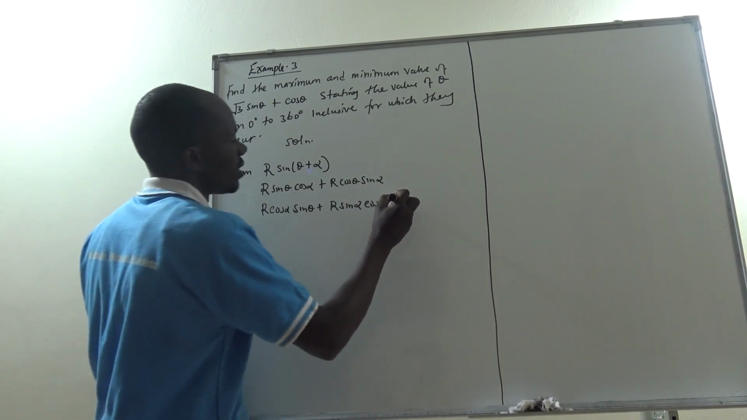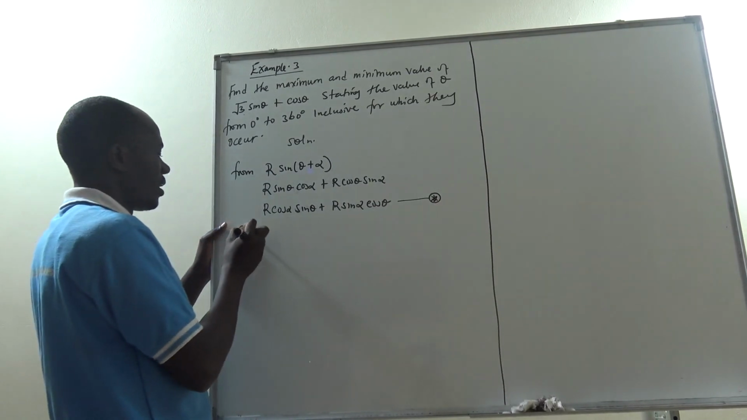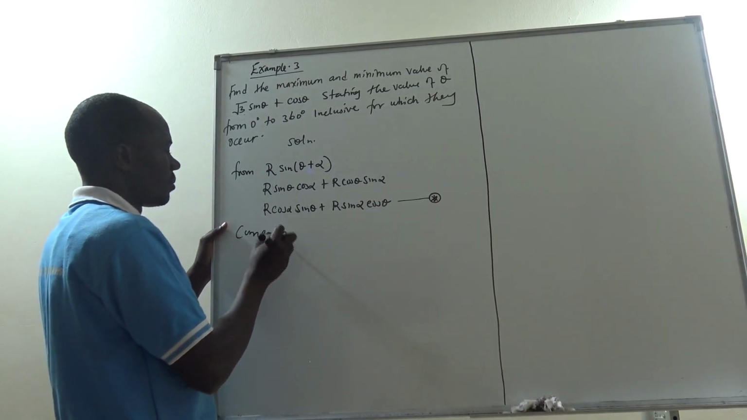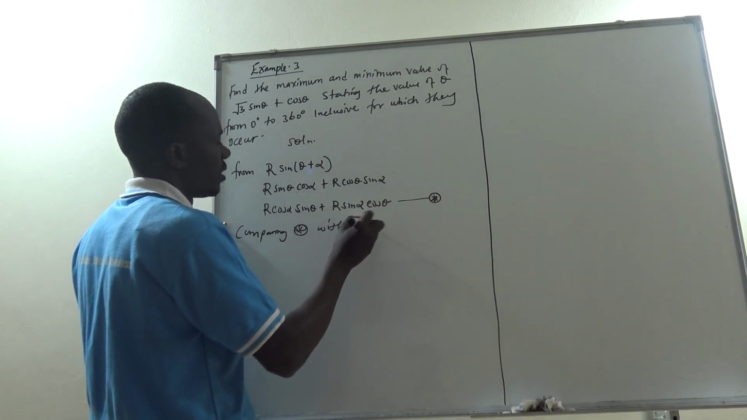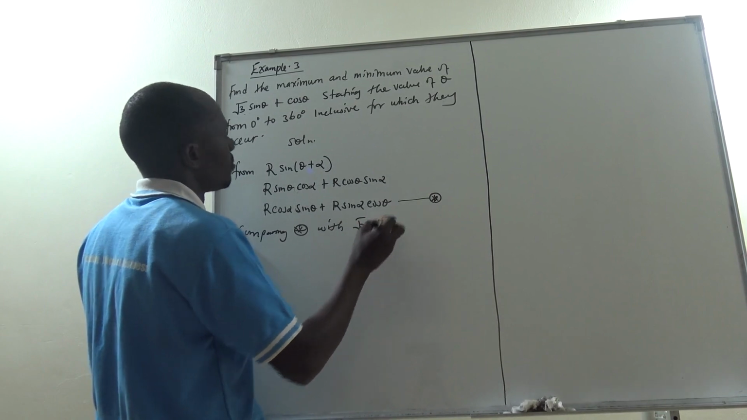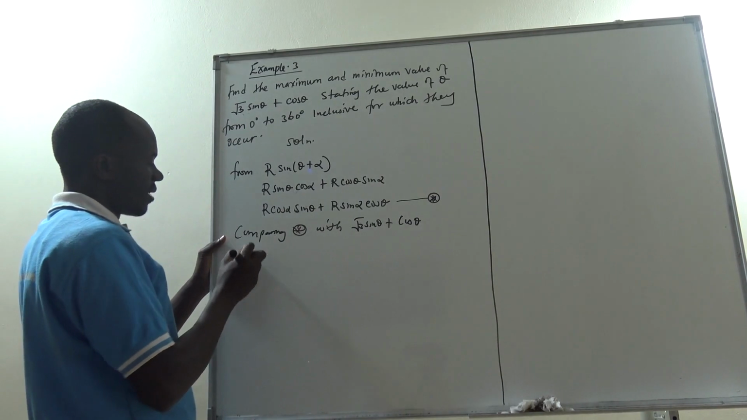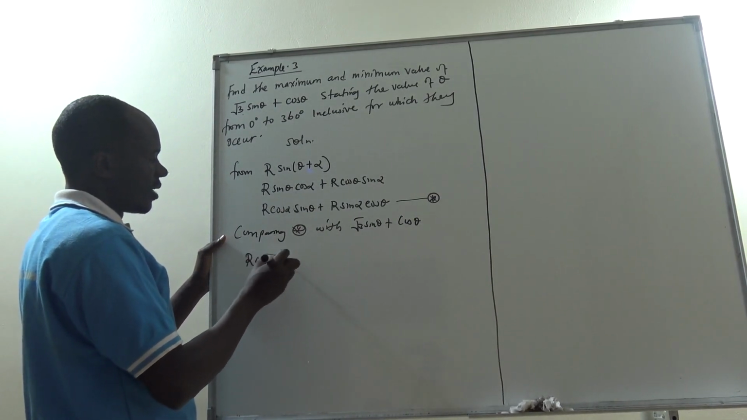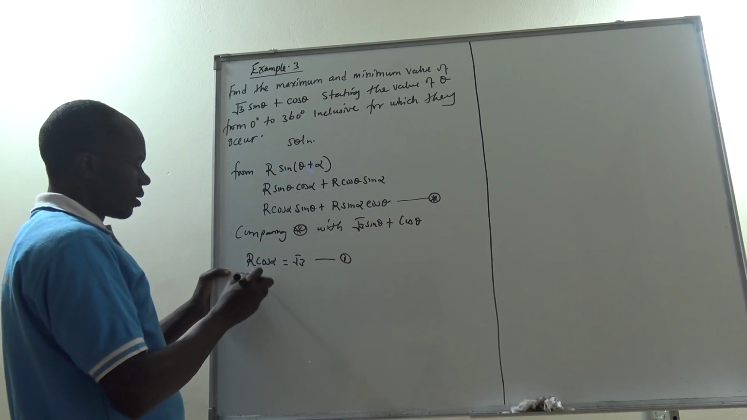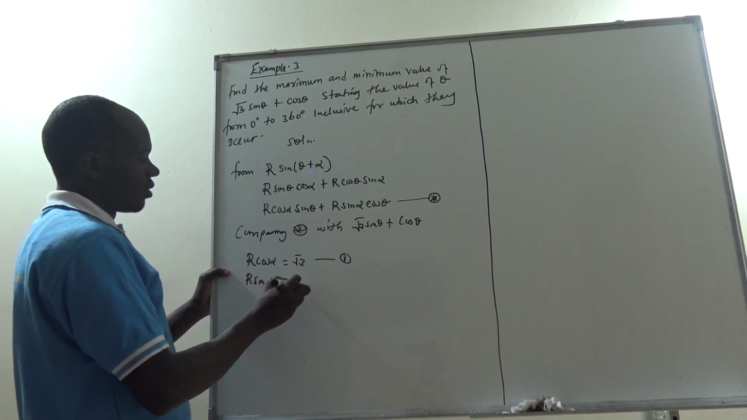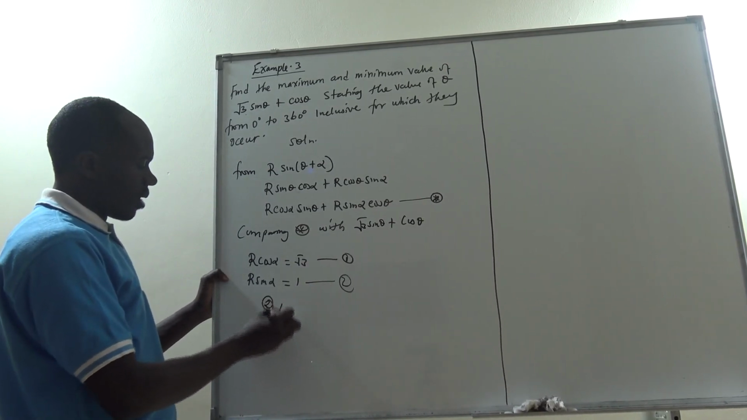So comparing this one, I can say maybe it is equation 1, or let me call it star. Comparing star with root 3 sin theta plus cos theta, what do we have? We are going to have R cos alpha equals root 3. I call it the first equation. Also, R sin alpha equals 1. This is the second.